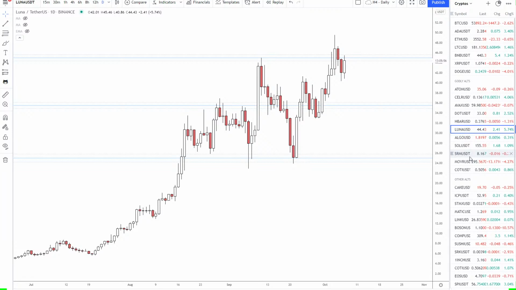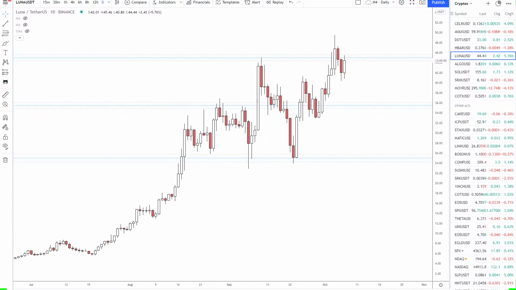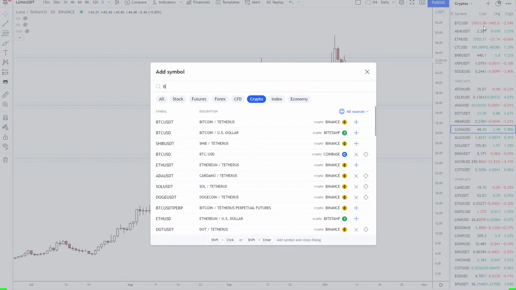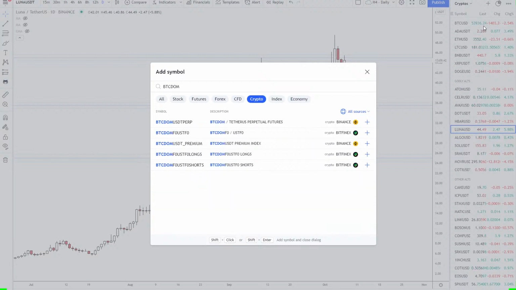So what I see happening with crypto right now is as BTC dominance falls, which I don't believe I have a BTC dominance chart up here. It's not something I look at too often, but you can look at it.